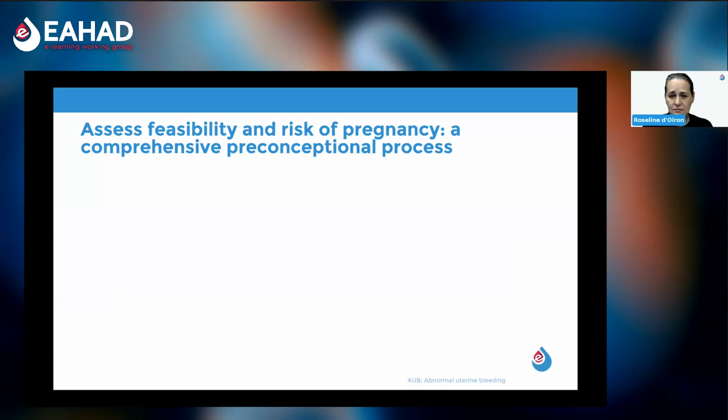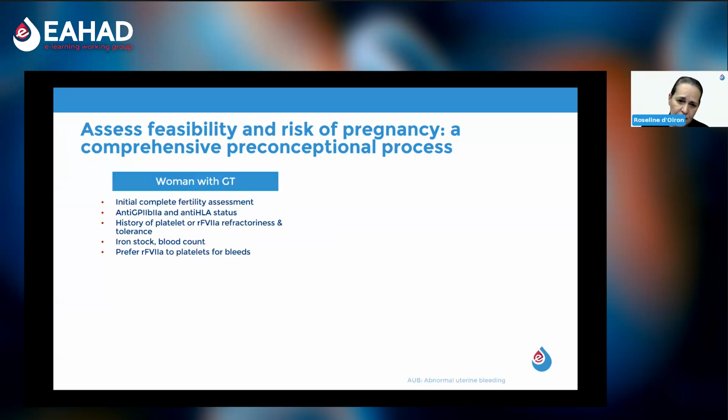So to assess the feasibility and the risk of pregnancy, a comprehensive preconceptional process is required. For the woman with GT, an initial complete fertility assessment is needed. You also need to know the status regarding antibodies against platelets. We need to know as well the history of platelet efficacy and the efficacy of 7A in order to stop bleeding episodes, and what is the tolerance of these products.